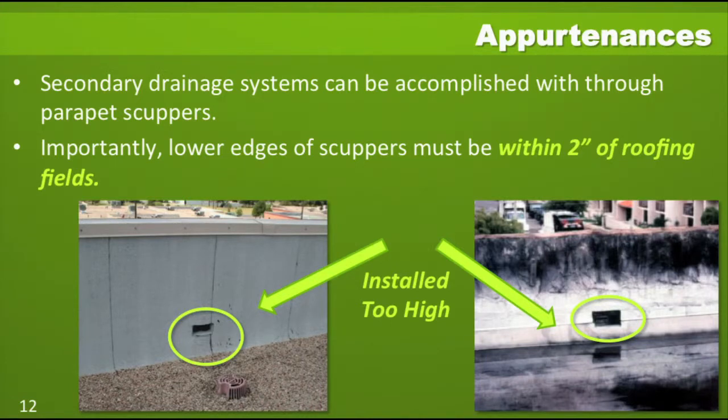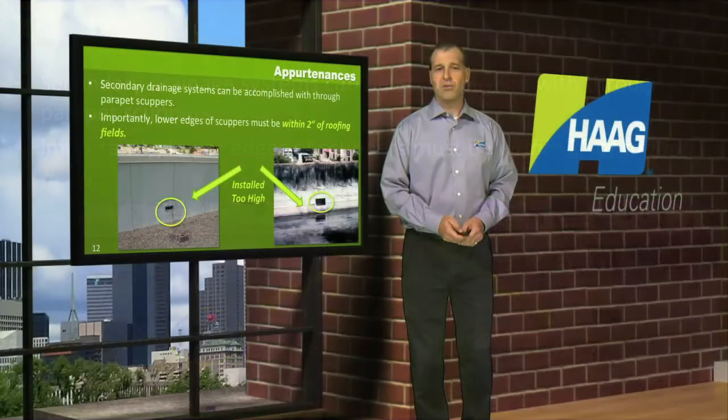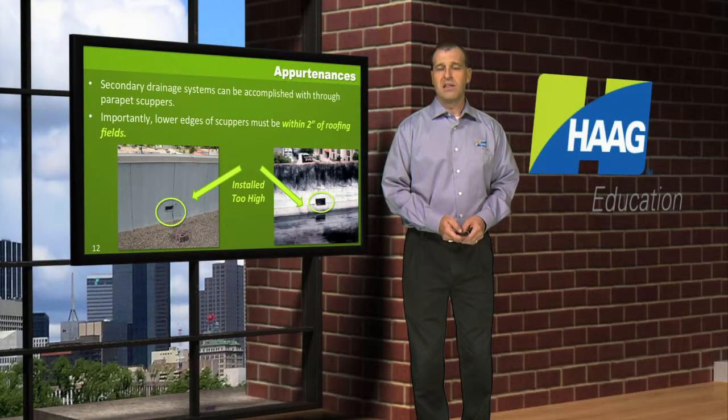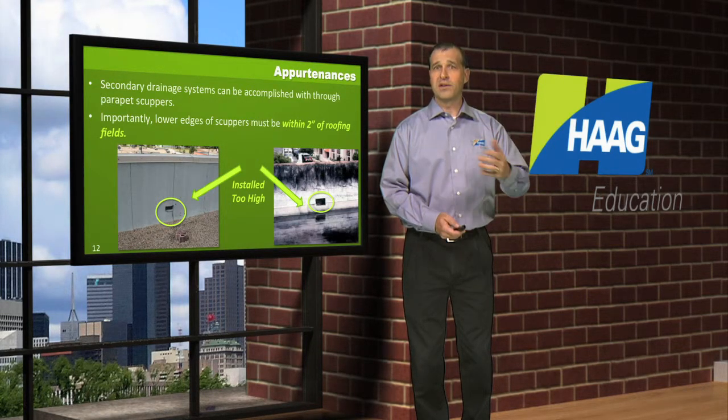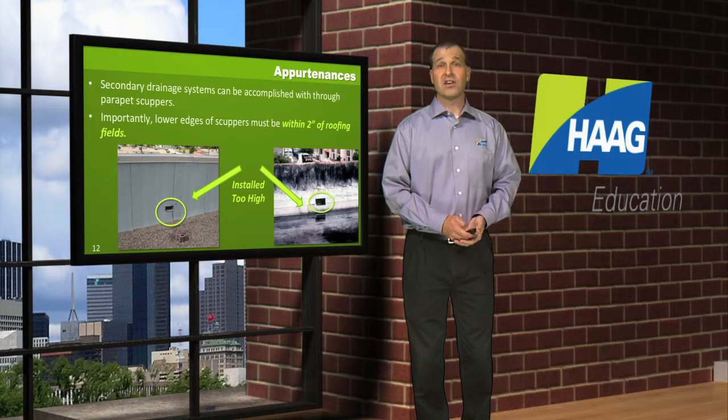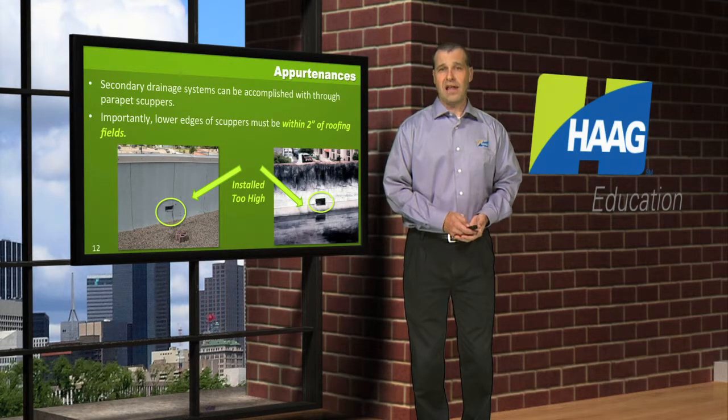There already is water ponding on the roof, and there's still several inches to go before that water would reach the secondary scupper opening in that parapet. The ideal distance is that secondary drainage would be about 2 inches above the roofing field. And so at that point, the water could get to the secondary drainage without causing a roof collapse.